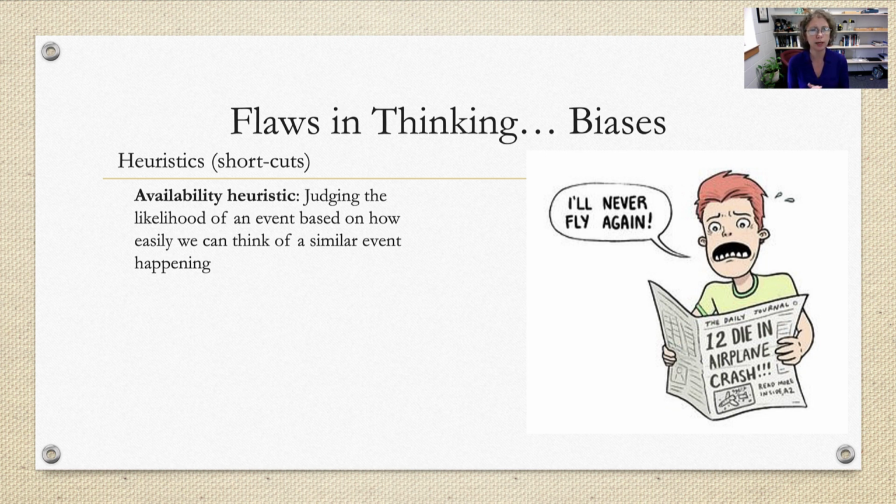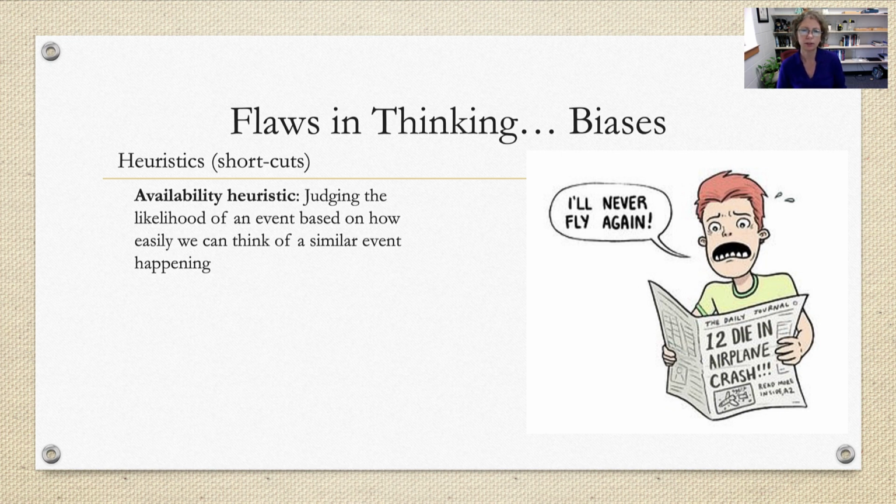The first one we have here is the availability heuristic. And that's when we judge a situation based on how often we're hearing about it. In other words, it might not actually happen that often, but we hear about it more often. Think about the media.